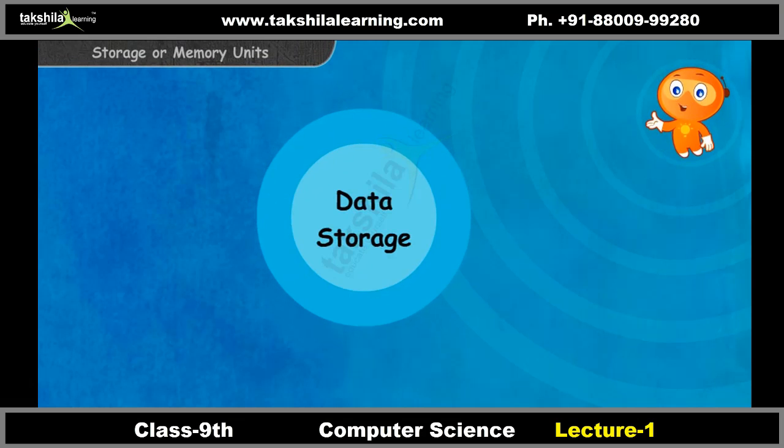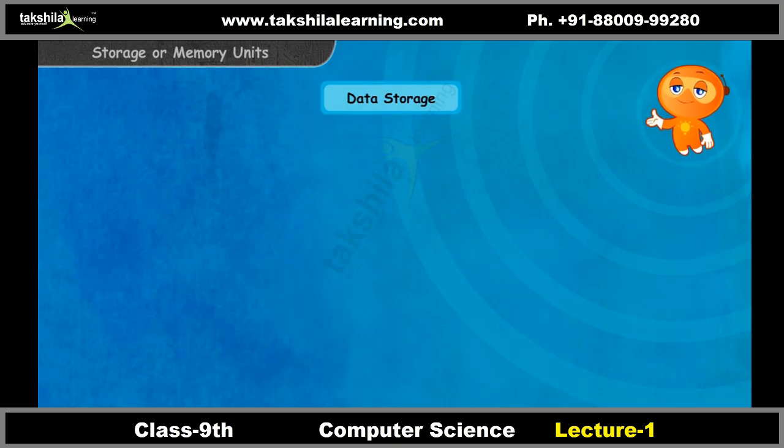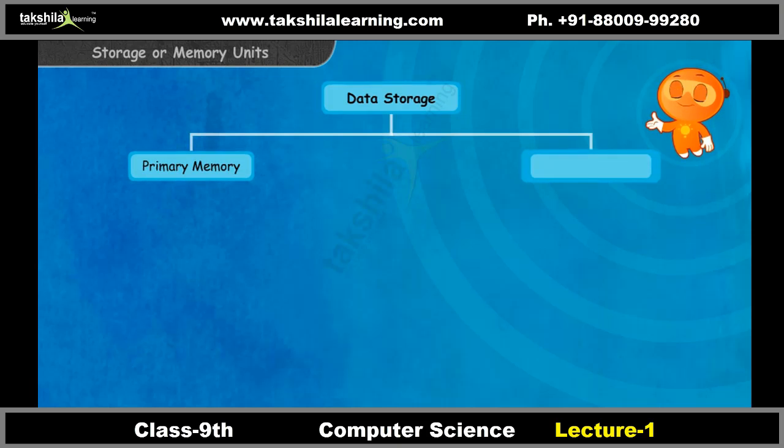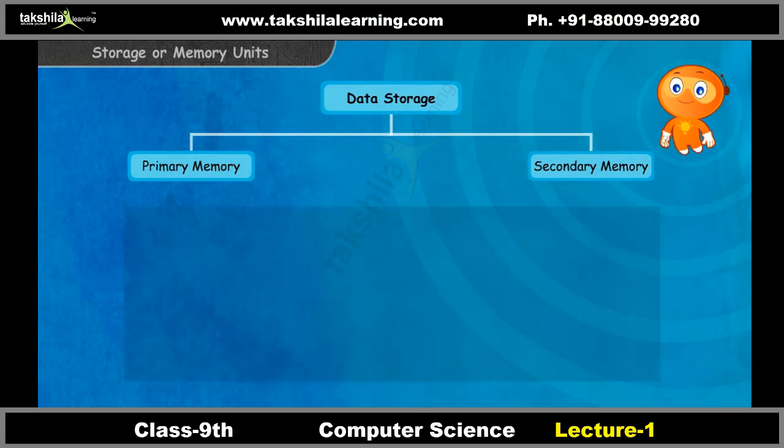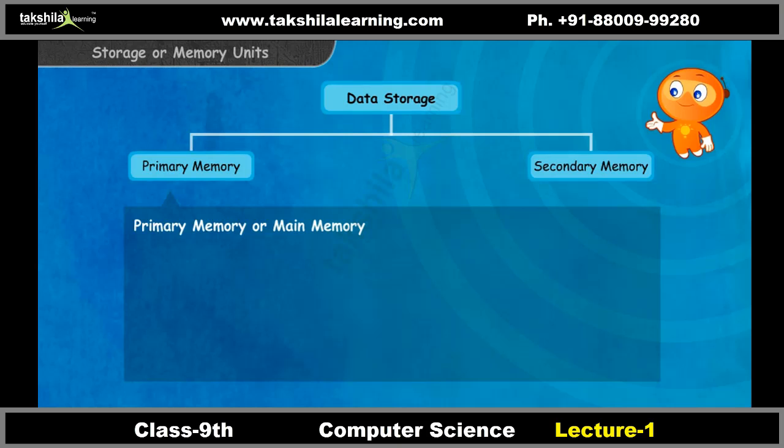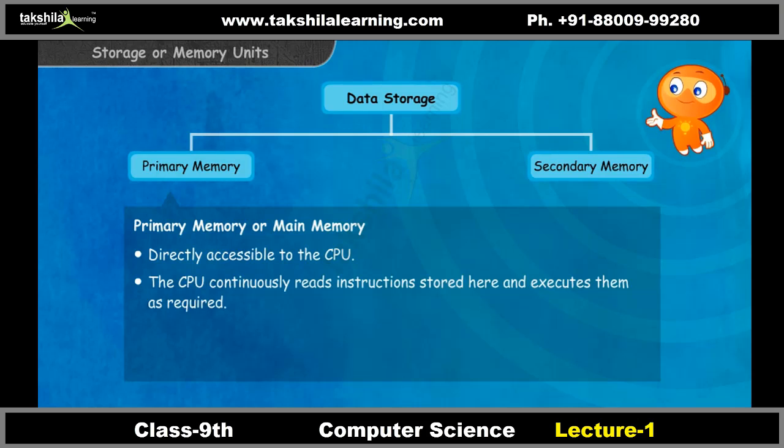Let us now learn about computer data storage units. These are simply called as storage or memory. Computer memory is broadly divided into two categories: primary memory and secondary memory. Primary memory is otherwise called main memory. It is the only one directly accessible to the CPU. The CPU continuously reads instructions stored here and executes them as required.